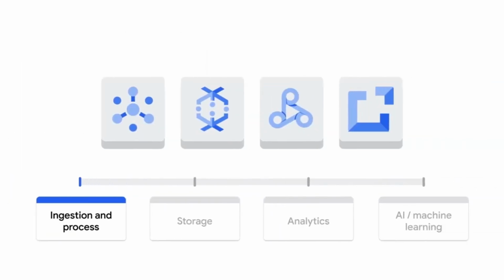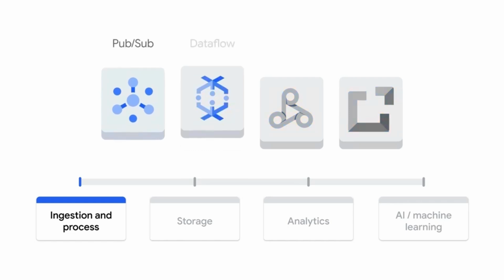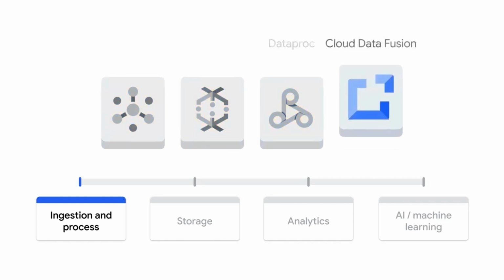Let's cover the products available in each stage of the data to AI workflow. The first category is ingestion and process, which includes products that are used to digest both real-time and batch data. The list includes Pub/Sub, Dataflow, Dataproc, and Cloud Data Fusion.